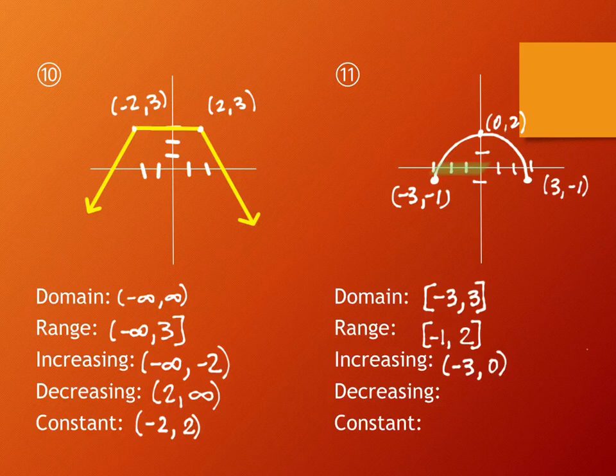What happens from 0 as I continue to the end now? It's decreasing. So it's decreasing from 0 to 3, and it does not have any constant pieces. Okay, any questions on that one?